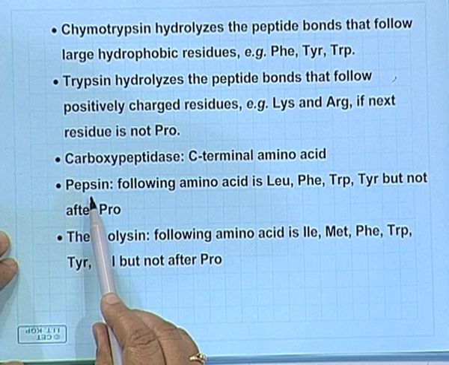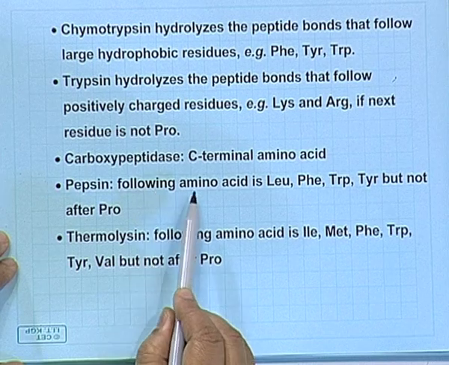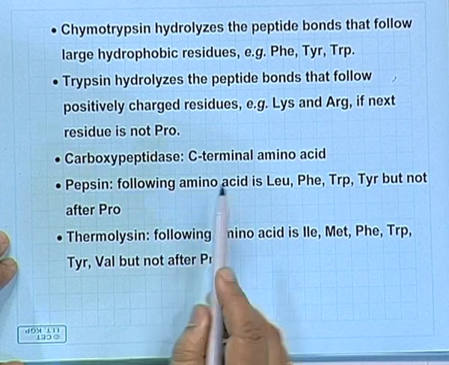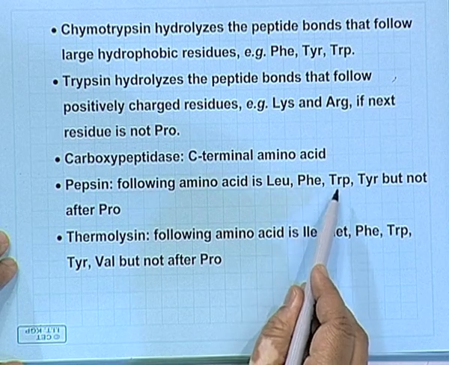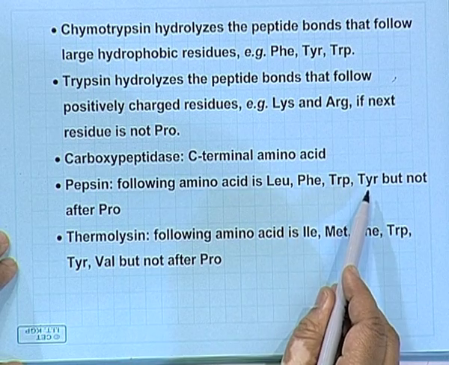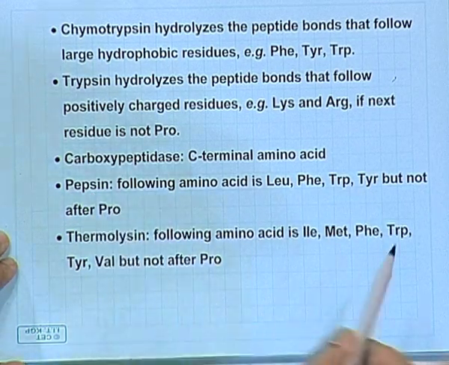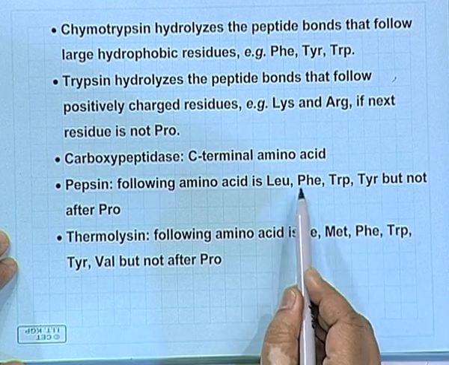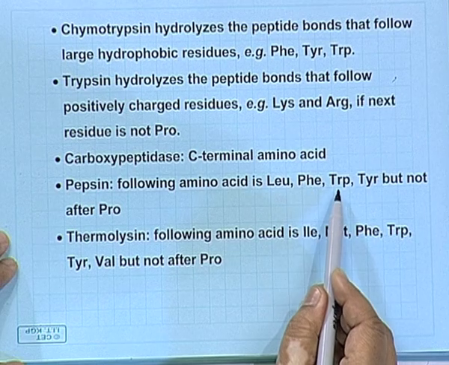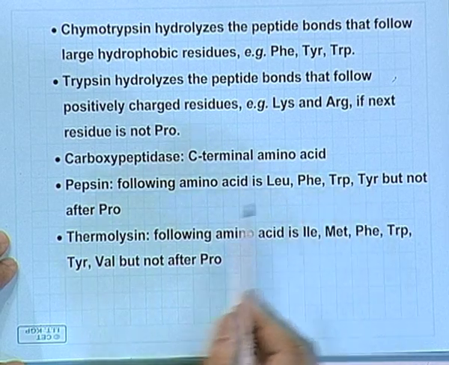Pepsin will cleave if the following amino acid is leucine, phenylalanine, tryptophan and tyrosine. So, where is pepsin cleaving? Only if the following amino acid is either leucine, phenylalanine, tryptophan or tyrosine. Okay?